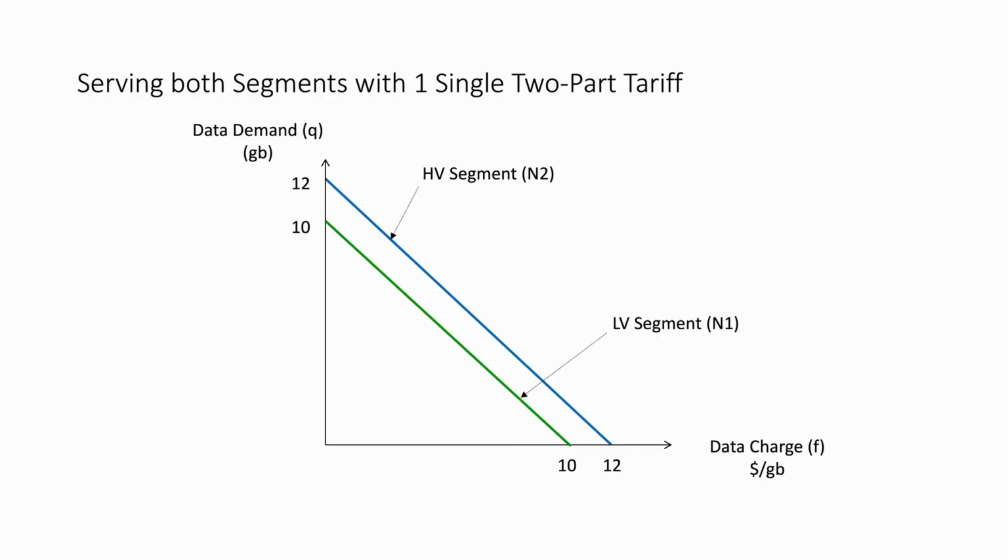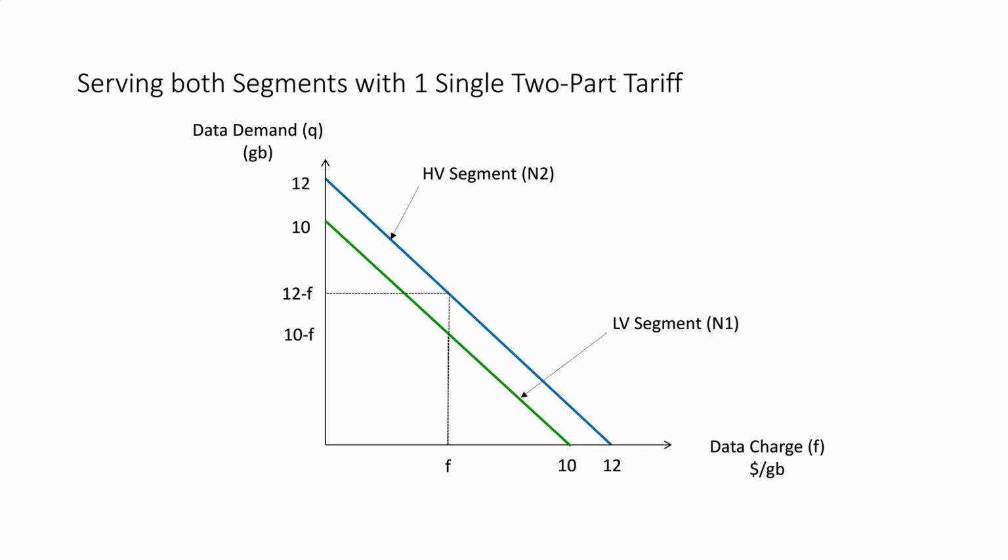Next, we discuss how to use a single two-part tariff to serve both segments. Previously, we have either constrained the usage fee small f to be 0 or the fixed fee big F to be 0. But here, we allow both big F and small f to change around, and we're going to find out what the optimal two-part tariff is.